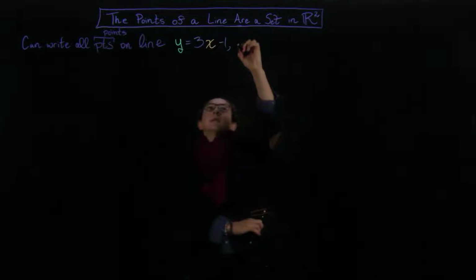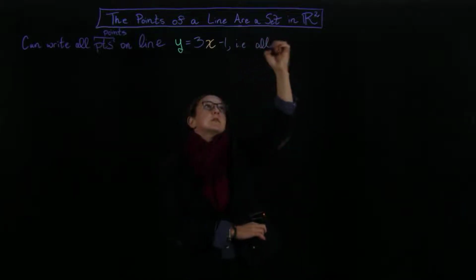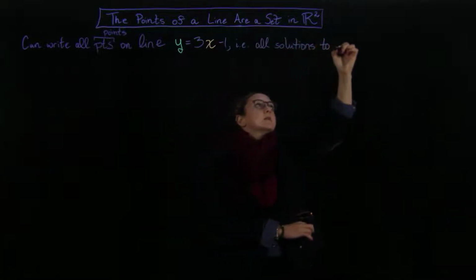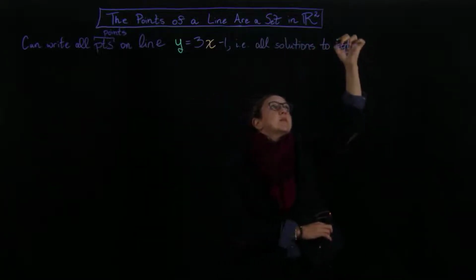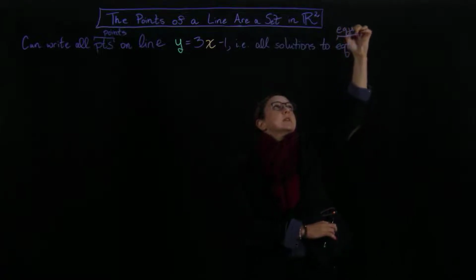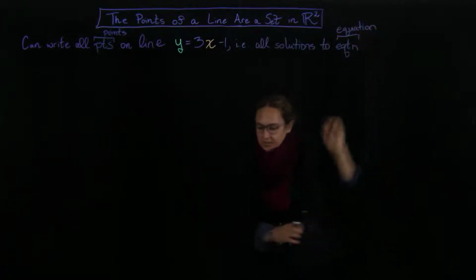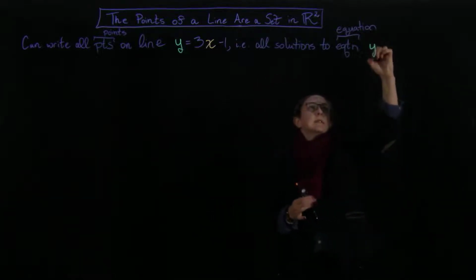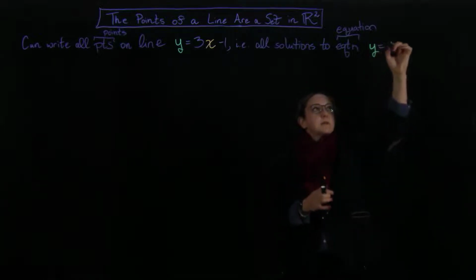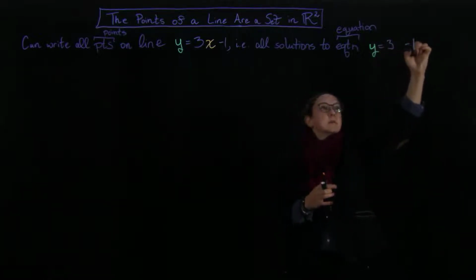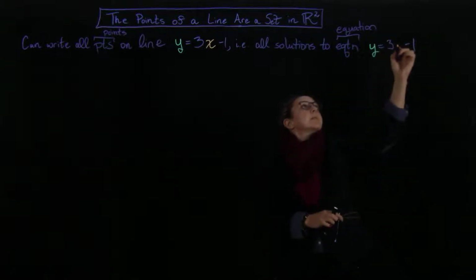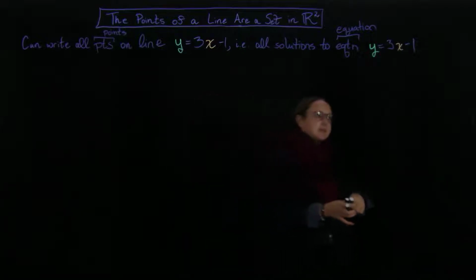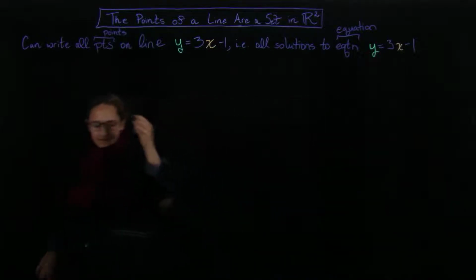i.e., all solutions to the equation. Again, this is such a common abbreviation that it's good to make sure that you know it. So it's the same equation, I'm writing the exact same thing as this. So we have y equals 3x, let's put a minus 1 there. All solutions to this equation, as a set.